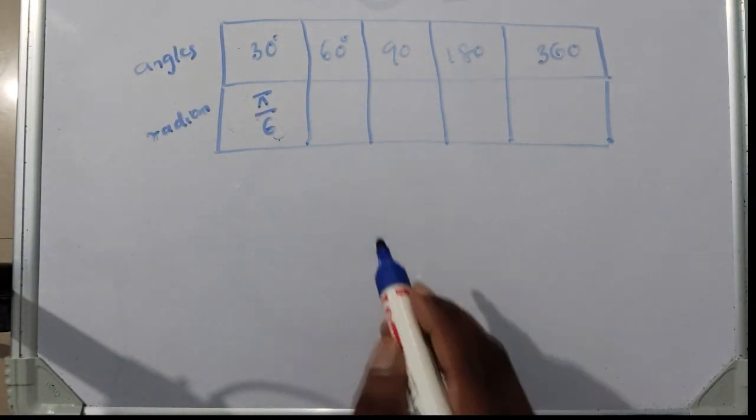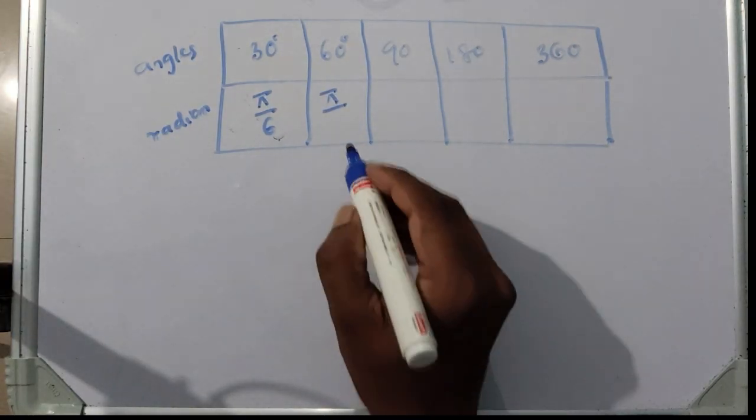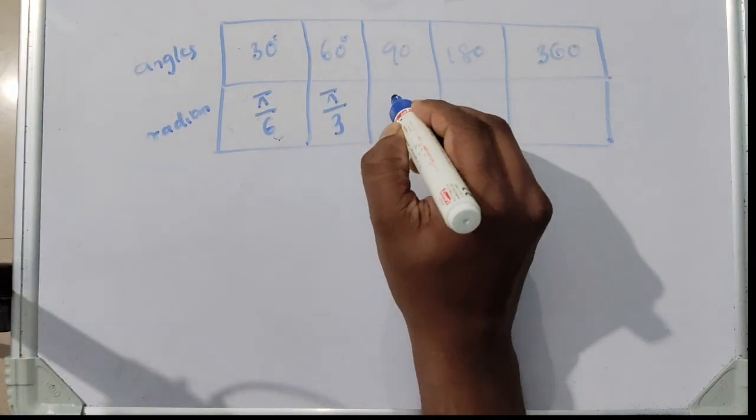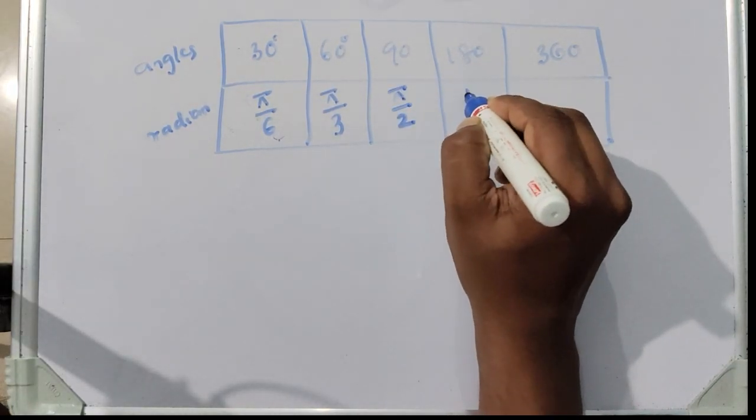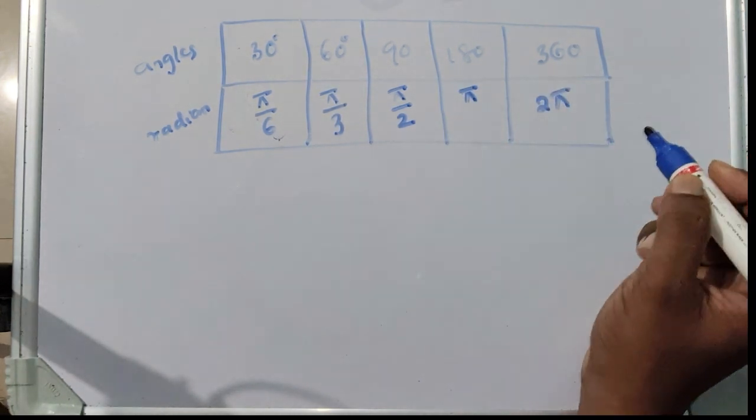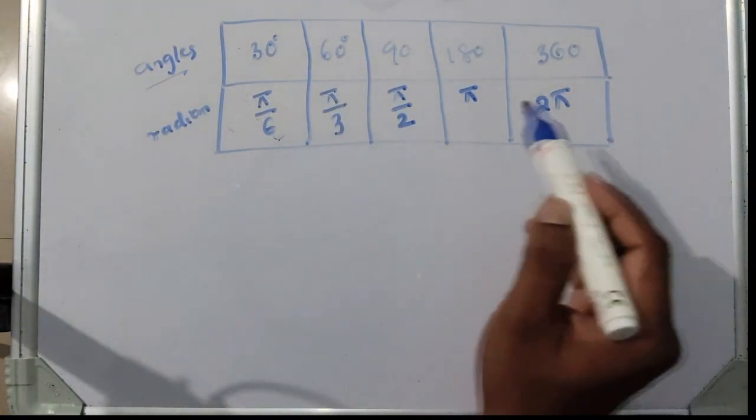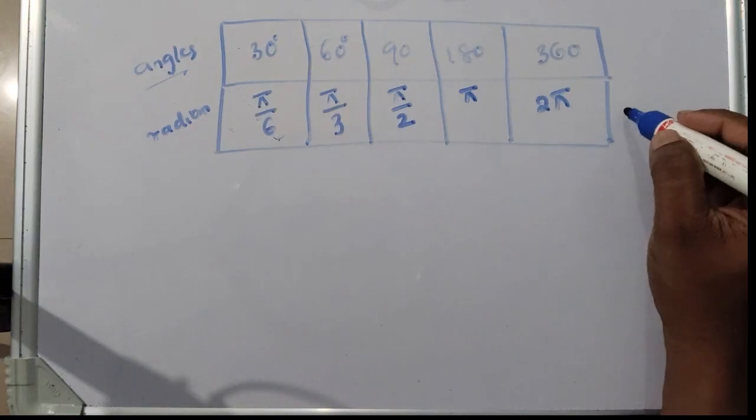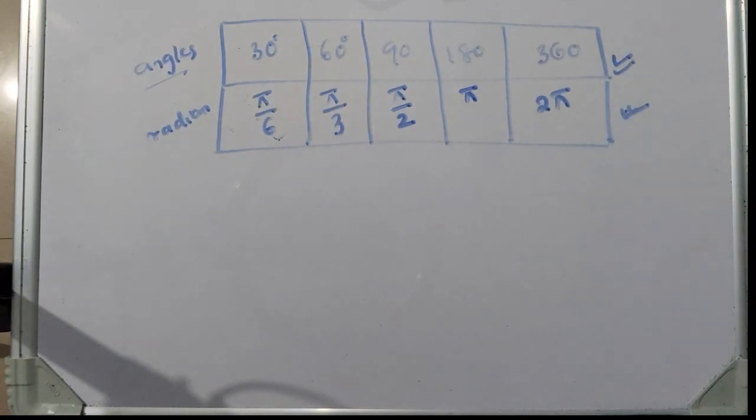So what will be this? Pi by 3. What will be this? Pi by 2. It is pi. It is 2 pi. So these are angular notation, and these are radian notation. So we have to memorize these two so that we will come across this problem in trigonometry.